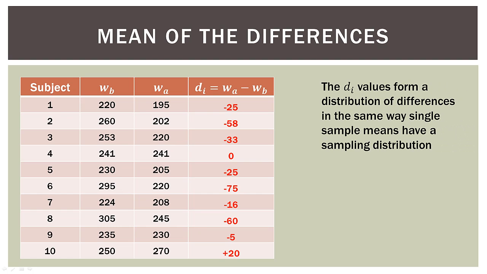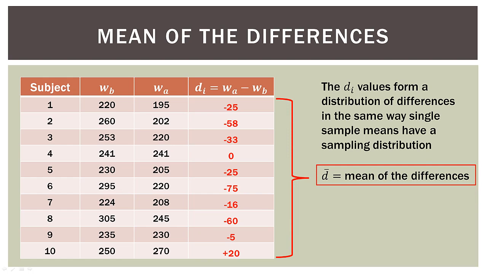Now the difference values, as in this red column here, form a distribution of differences in the same way a single sample mean has a sampling distribution. So this column, this D bar, if we found the mean of that column, that is a mean of the differences. So we go ahead and do that, and we find that on average, each subject lost 27.7 pounds. So we're just taking the mean of that difference column, which is negative 27.7 pounds.